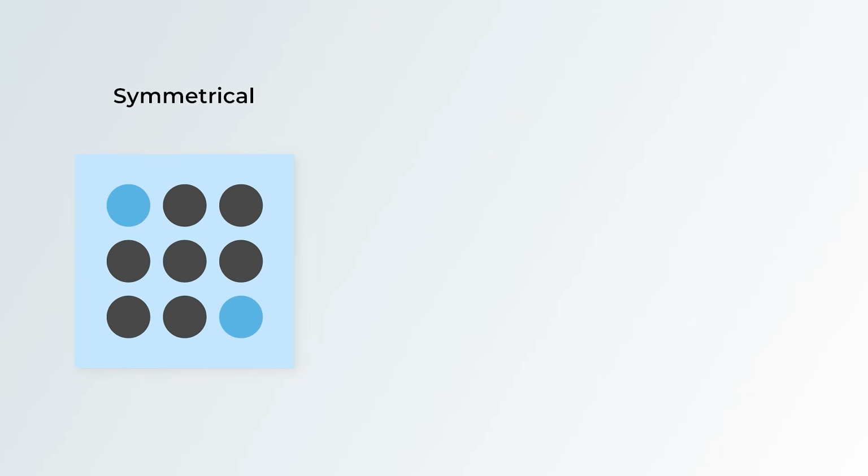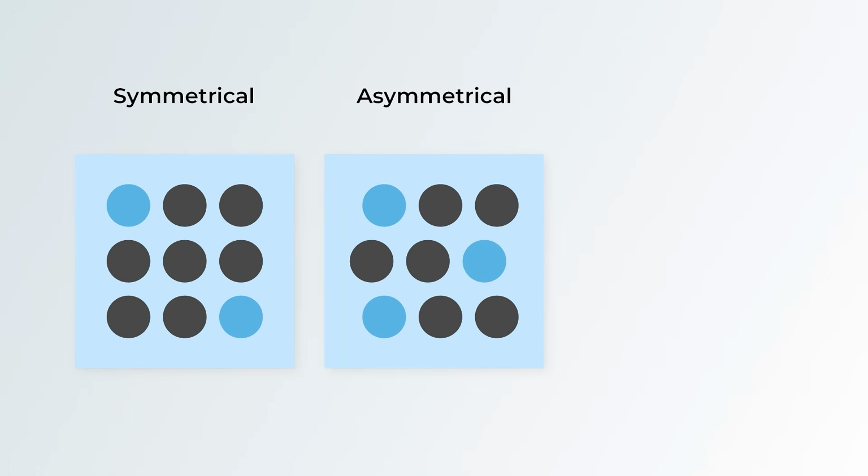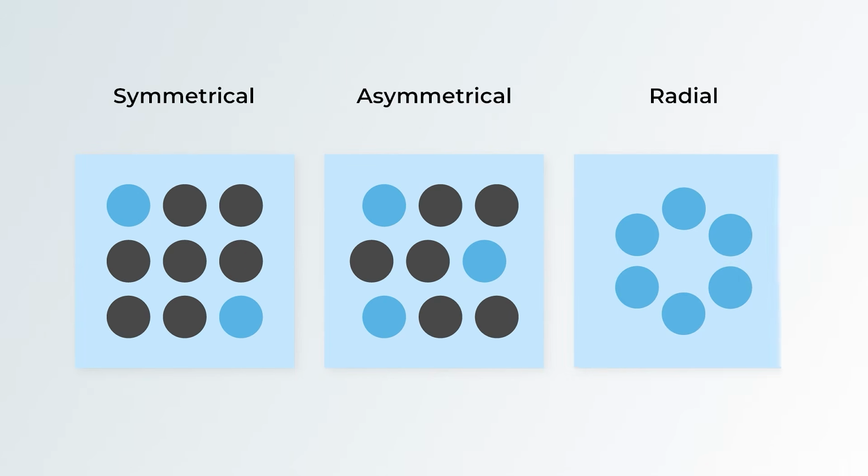In symmetrical balance, the overall visual weight of the elements on one side of the design is similar to that on the other side. In asymmetrical balance, the two sides have different visual weights, but are laid out in a way that still makes the design look balanced. In radial balance, the elements are arranged around a central point and may or may not have similar weights.